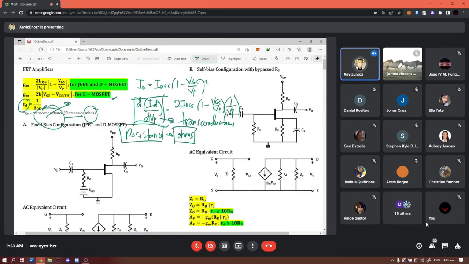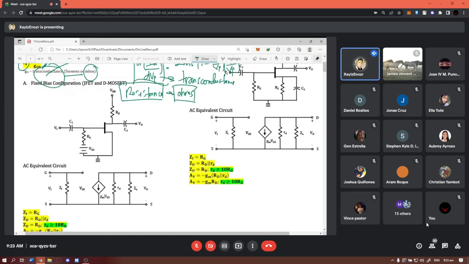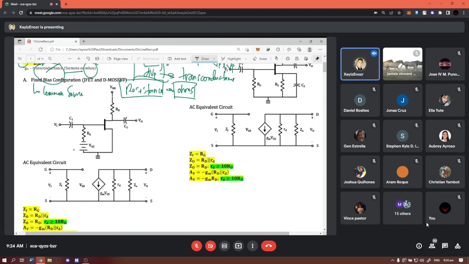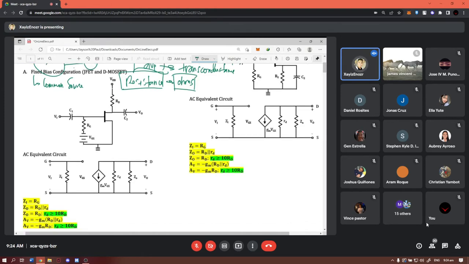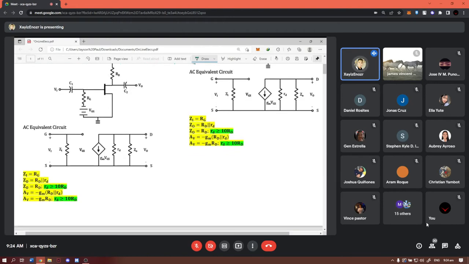Okay, so let's see yung mga configurations. So first we have here yung fixed bias configuration na common source. Okay? So fixed bias, common source to, for JFET and DMOSFET. So ito yung configuration niya. Alam niyo naman siguro kung ano yung fixed bias, napag-aralan naman natin sa nakaraang topic yan. Then ito yung equivalent circuit niya.